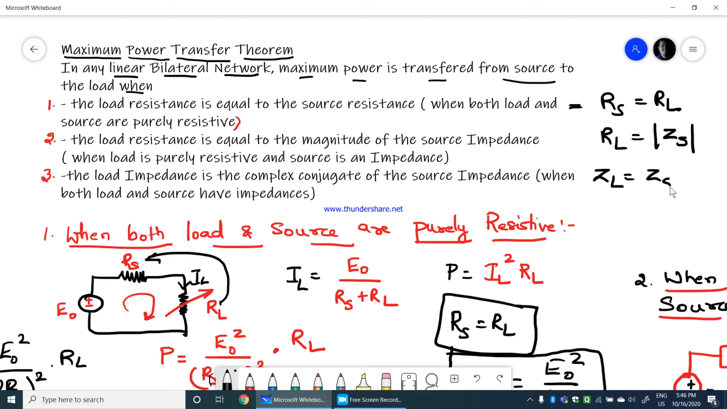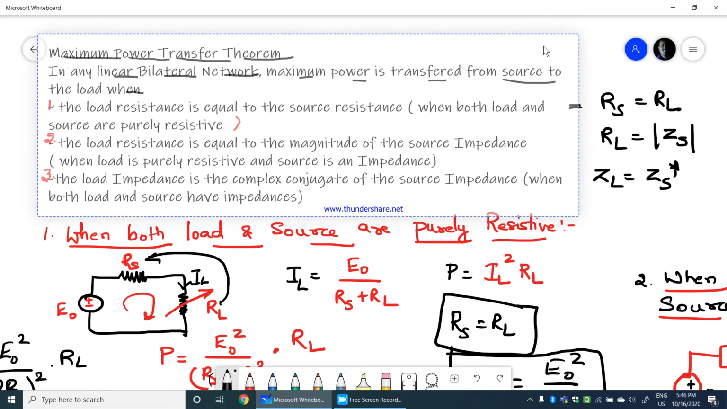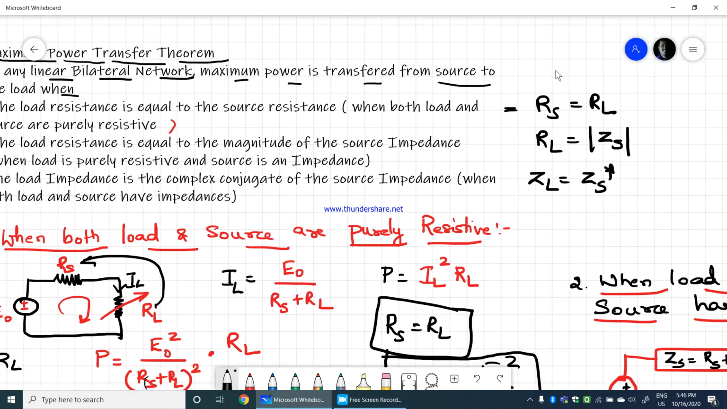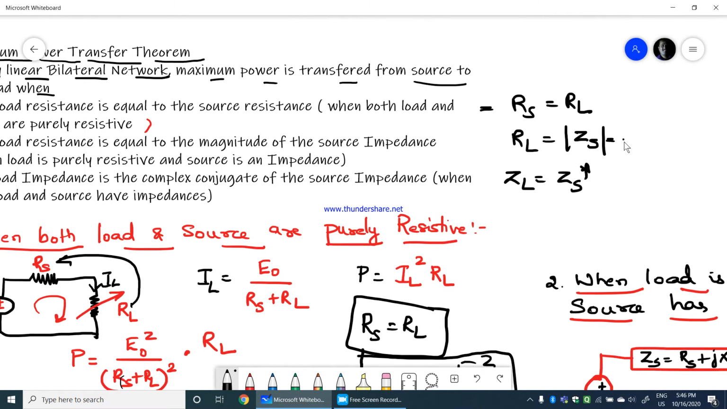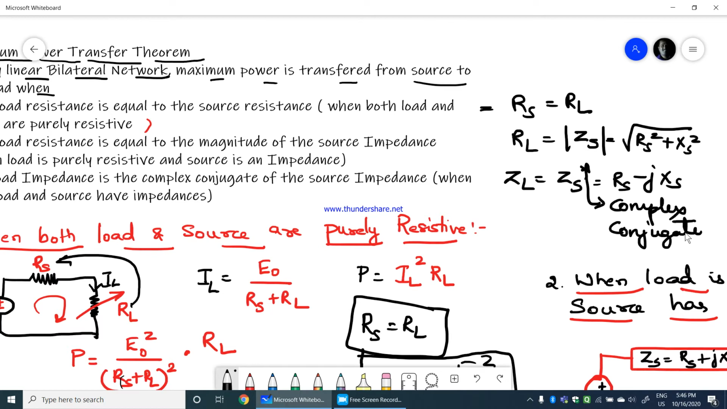ZL equals ZS star, where RL equals magnitude of ZS, which is the root of RS squared plus XS squared. This is nothing but RS minus j XS, that is the complex conjugate. So star means complex conjugate. I hope all three derivations of the maximum power transfer theorem are clear to you. In my next video, you will see problems on the maximum power transfer theorem.